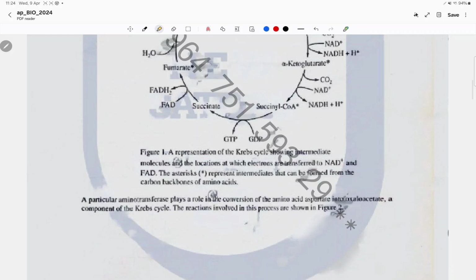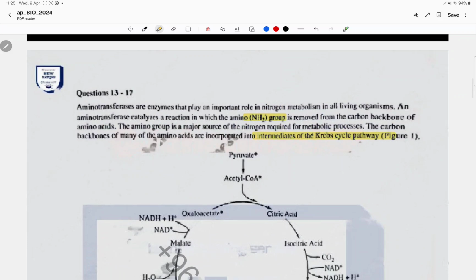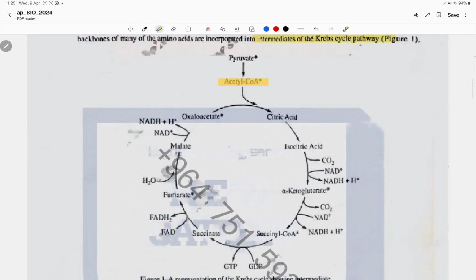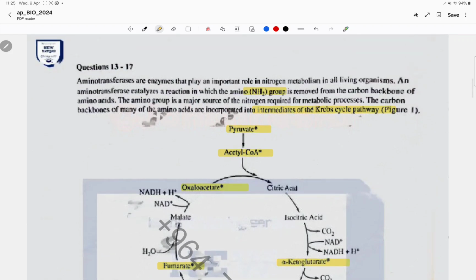Okay. The asterisk represents the intermediates that can be found from the carbon backbone of amino acid. Again, we are removing the amino group from the carbon backbone of the amino acid. So like this one here has had the amino group removed. This one here has the amino group removed. Same goes for the oxoacylate, for the fumarate, for the succinyl-CoA, and for the alpha-ketoglutarate. All of them had their amino group removed from the carbon backbone.